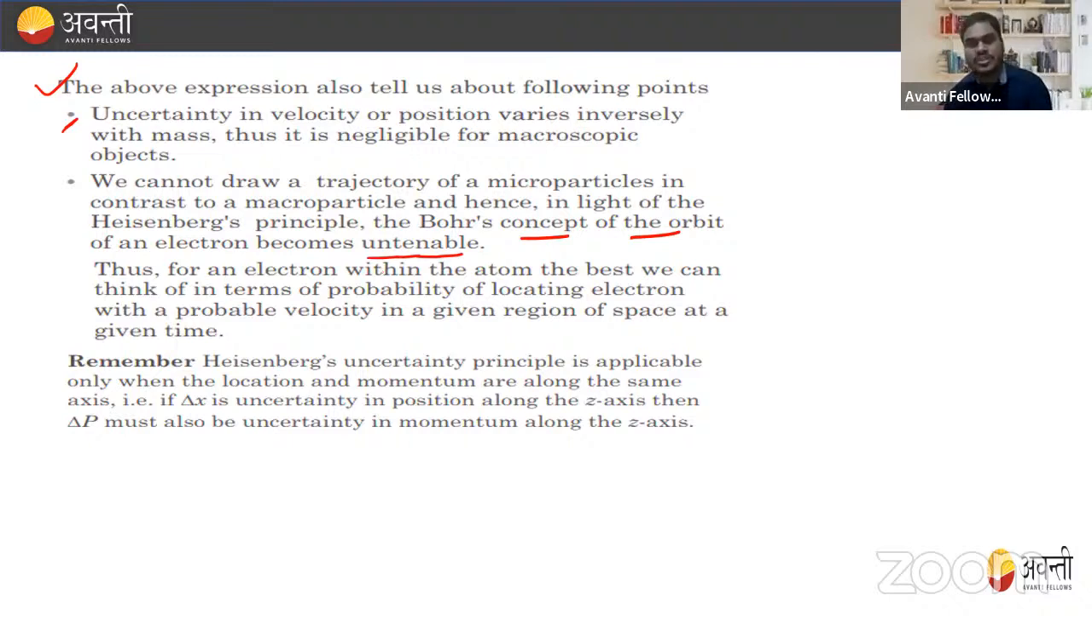Uncertainty in velocity or position varies inversely with the mass. So this is negligible for the macroscopic object, right? Because in the macroscopic object, mass is very high. So thus it is very negligible for the macroscopic object.